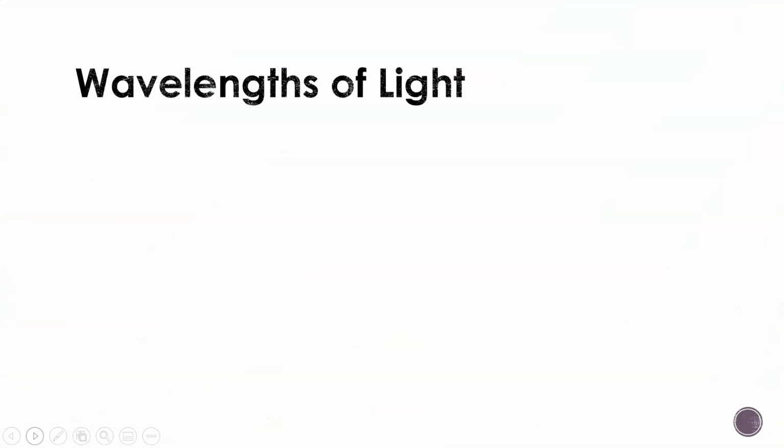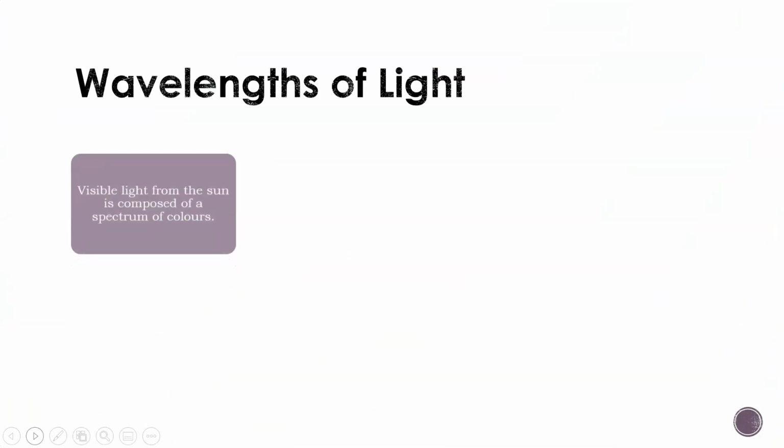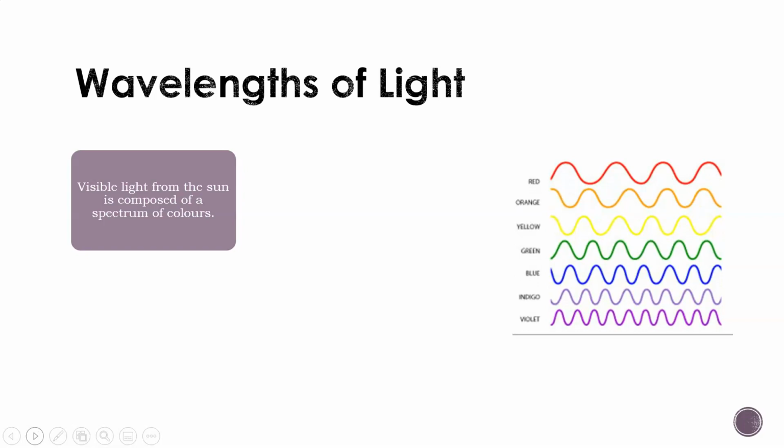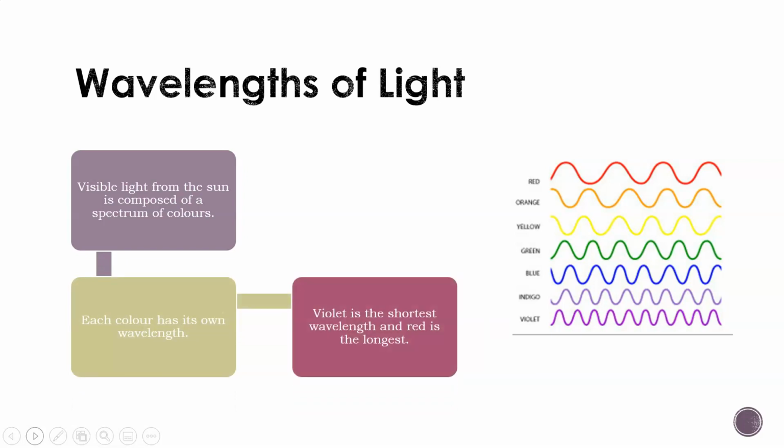We're going to look at wavelengths of light. Visible light from the sun is composed of the full spectrum of colours, from red right through to violet. Each colour has its own unique wavelength. That's why we see them as different colours. Violet is the shortest wavelength and red is the longest. In this rough graphic here, you can see how violet is much closer together in its peaks and troughs compared to red.